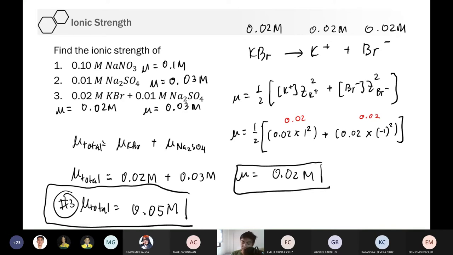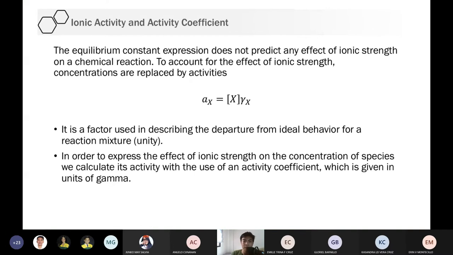The challenge for analytical chemists at that time was, how do you show the effect of the diverse ion on your equilibrium constant? So they came up with this answer, the ionic activity. So what is an ionic activity? An ionic activity is the product of the concentration of your species and your activity coefficient, gamma. When you multiply these two, that will give you an idea about the activity of that ion in your solution. When we say activity, it's not only about concentration.